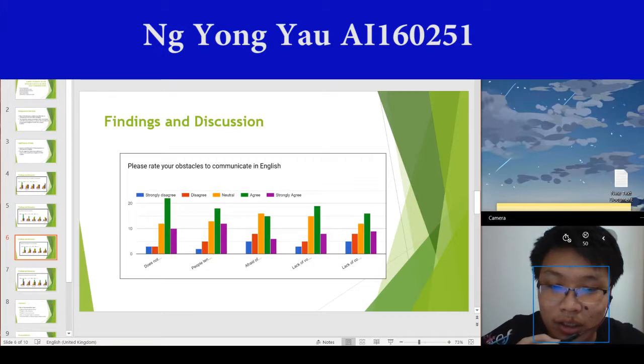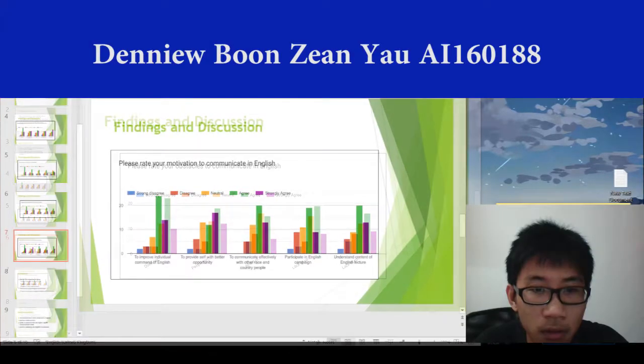And then last is lack of confidence, because we are not confident to speak fluent English, so we mostly talk in mother tongue. That's all for the discussion about the obstacles to communicating in English. And then we are moving on to discuss the motivations for the respondents to choose to communicate in English. Thank you.